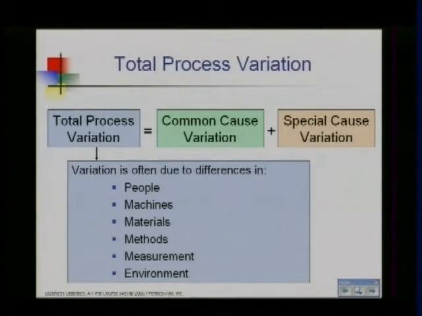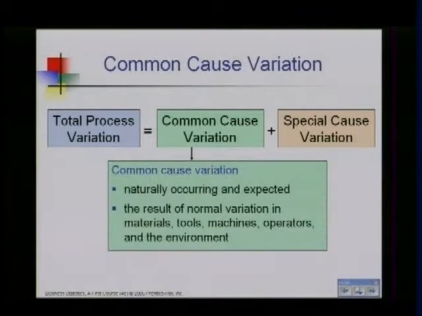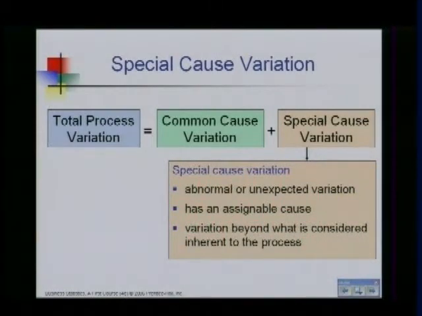All right, these are examples of sources of variation. People, machines, materials, methods, measurement, environment. Any of those things can cause variation. Common cause variation is naturally occurring and expected and the result of normal variation in materials, tools, machines, operators, and the environment. So these are things that are always going to be there. We can't do anything about it. The ones we care about are the special cause variation. Abnormal, unexpected variation.